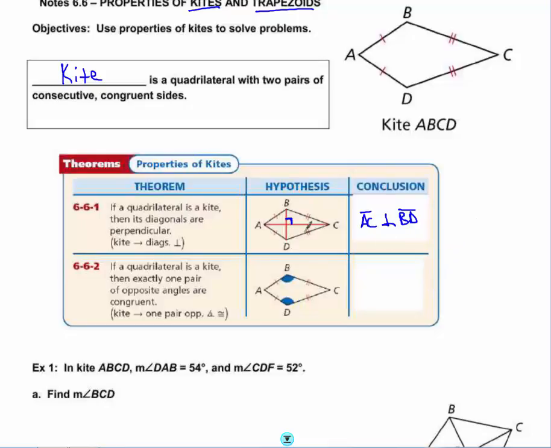Just remember that in the rhombus, all four sides are the same, and in the kite, it has two sets of consecutive sides that are the same. And our next property is if a quadrilateral is a kite, then exactly one pair of opposite angles are congruent. So remember, in a parallelogram, both sets of opposite angles were congruent, but in a kite, it's only one set. So angle B is congruent to angle D.